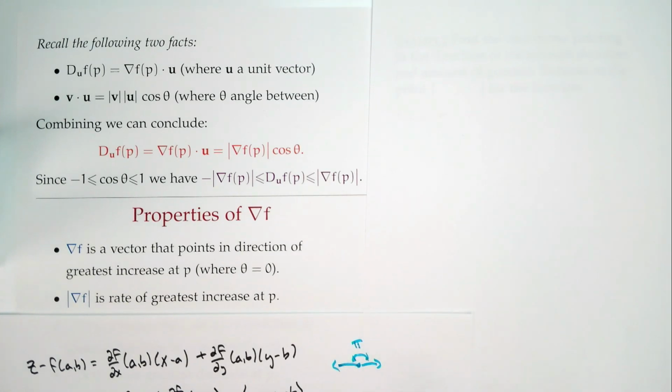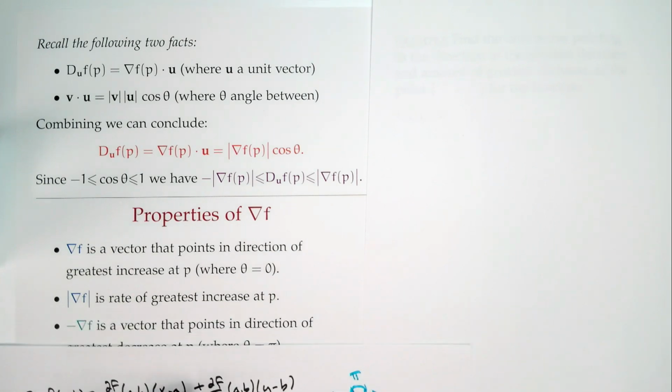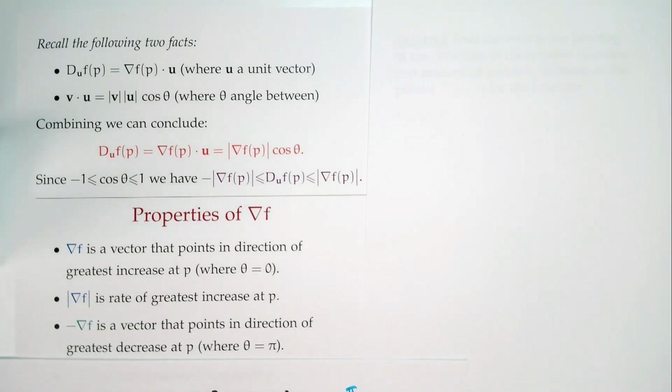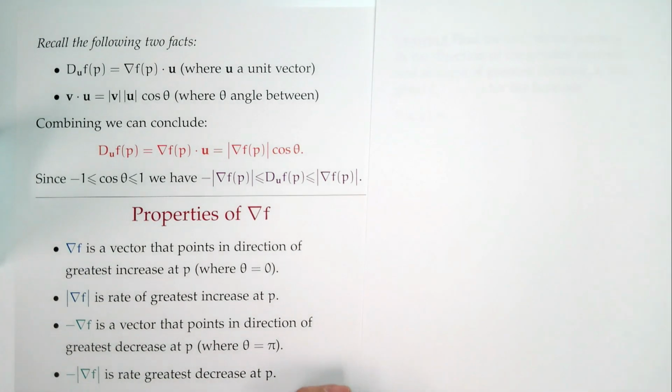So that says I shouldn't be heading in the direction of the gradient. I should head negative the gradient. So negative the gradient points in the direction of greatest decrease. And of course, the rate of greatest decrease is negative the magnitude of the gradient. All right, so now we have all this useful information. Let's do an example.